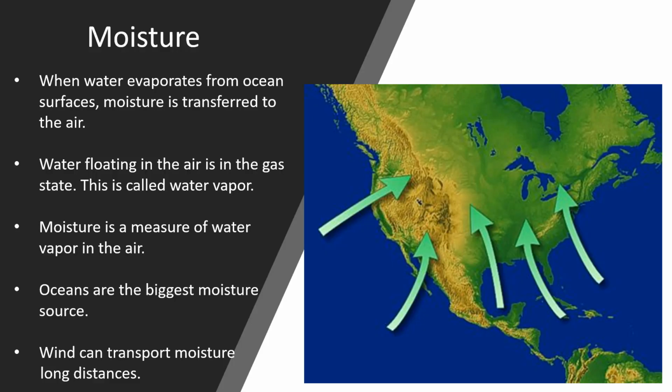The second ingredient we need is moisture. When water evaporates from ocean surfaces, moisture is transferred to the air. Water floating in the air is in the gas state. This is called water vapor. Moisture is a measure of water vapor in the air. Oceans are the biggest moisture source. Wind can transport moisture long distances.